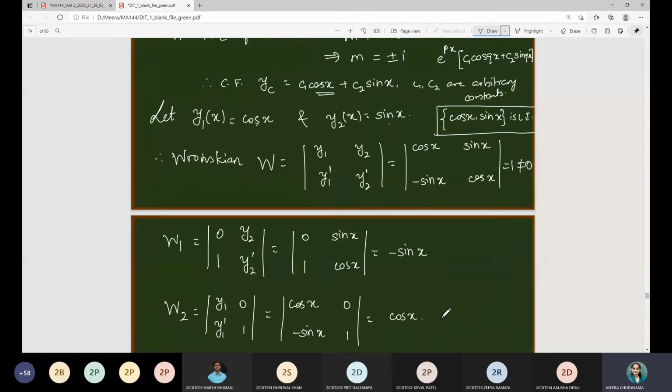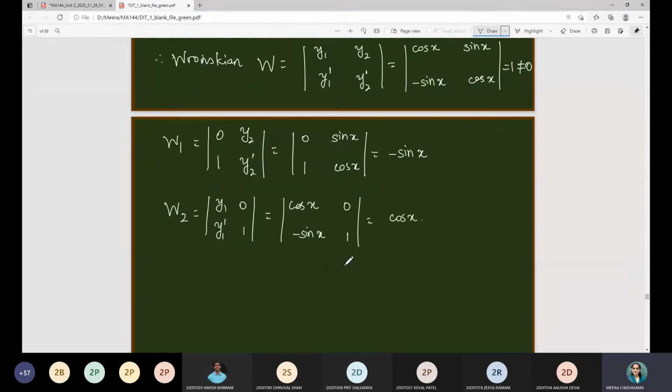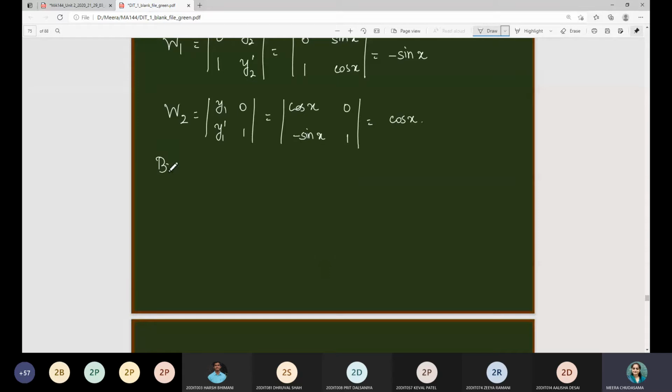See, to evaluate the ui's we must have w, w1, w2, r of x. So do you have all these quantities? Yes. So in that case we are now able to evaluate the particular integral. So I will write here, by the method of variation of parameters.